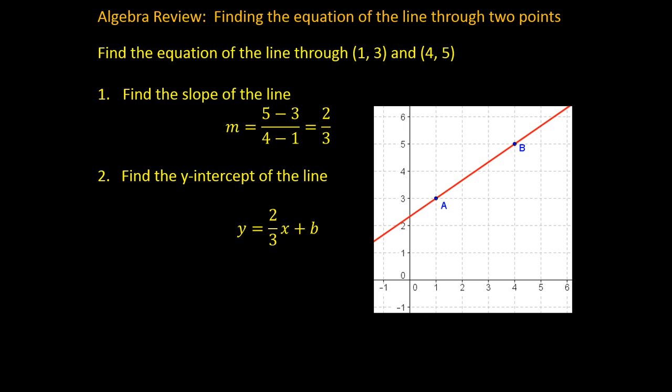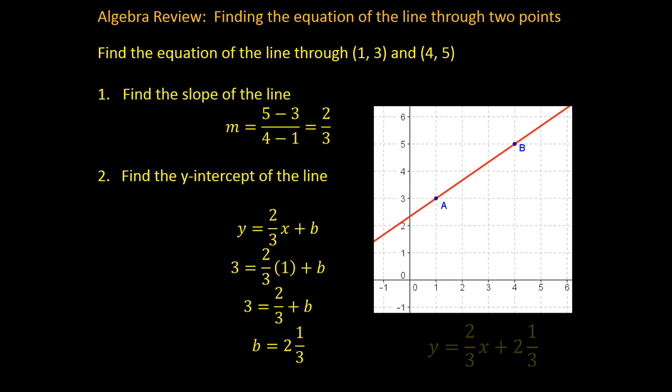So for example, we've got these 2 points, (1, 3) and (4, 5). Those are relations between an x-coordinate and a y-coordinate. So what if we pick one of those points out, like (1, 3), which is saying when x is 1, y is 3, and we'll substitute 1 and 3 in the equation for x and y. And if we simplify, we'll find that b is 2 and 1/3. That's our y-intercept, which means since we already know the slope of the line, we can write the equation of this line, which is y = 2/3 x + 2 and 1/3.